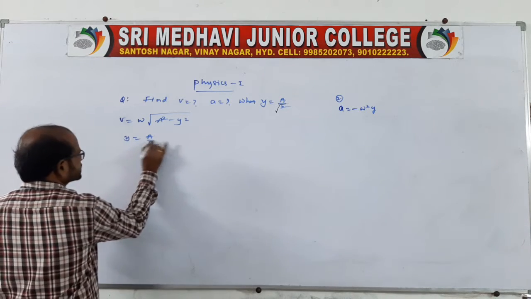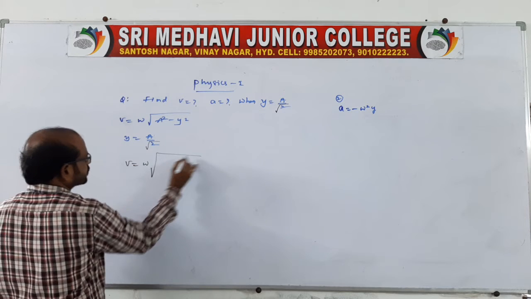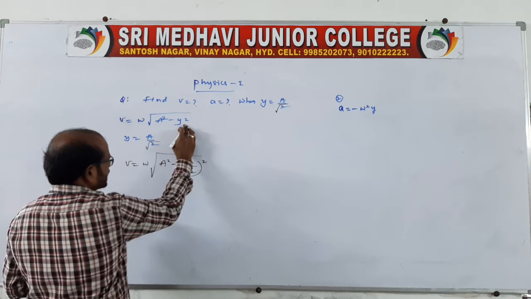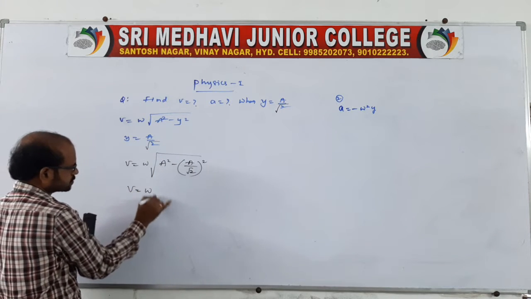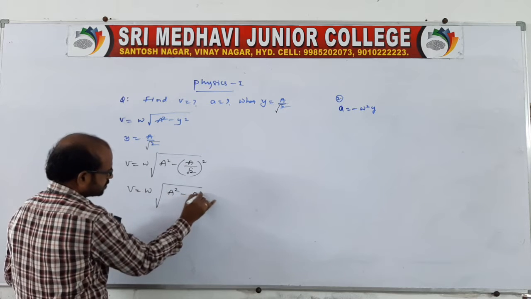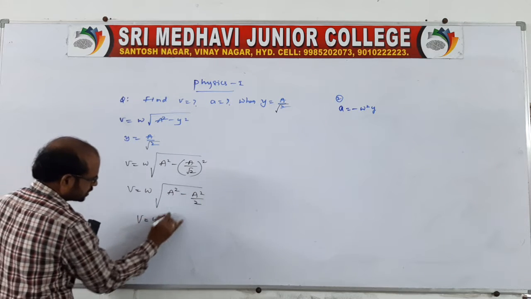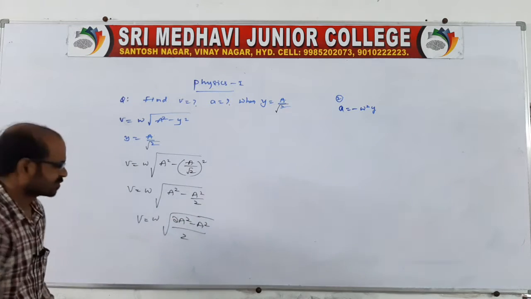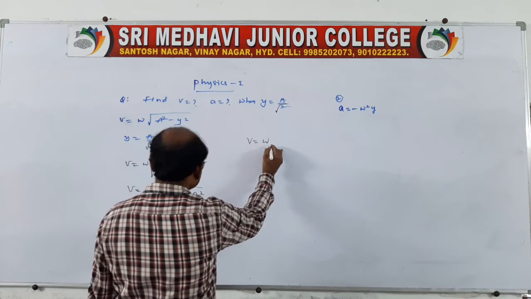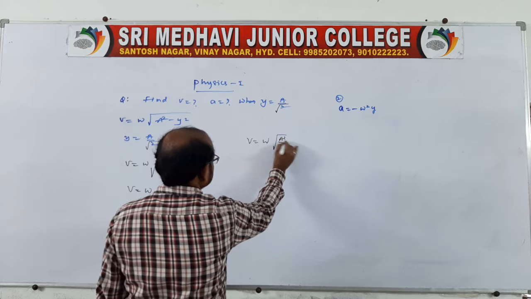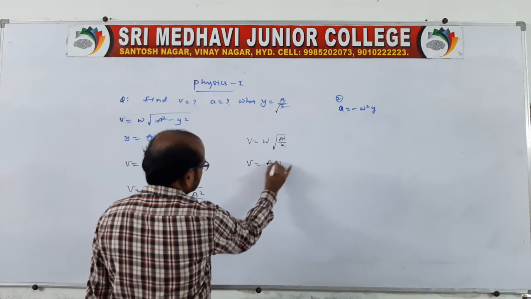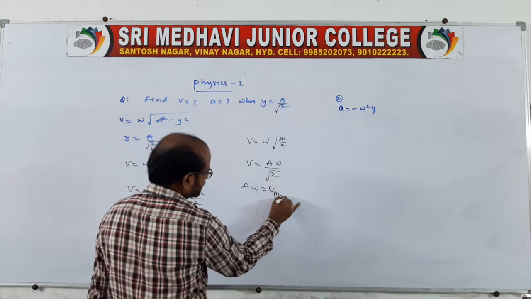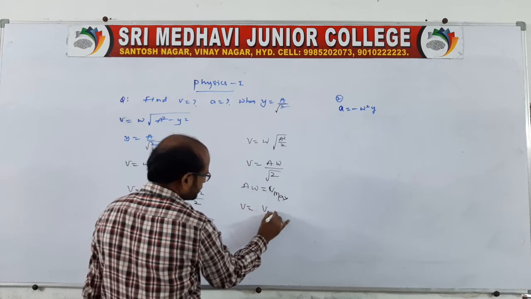So V is equal to omega into root over a square minus a by root 2 whole square. Simple. Y is replaced with a by root 2. A square minus a square by 2. So omega root of 2a square minus a square by 2. That's all. Here we will get V is equal to omega into root over a square by 2. Then V is equal to a omega by 2. But a omega is nothing but V maximum. Clear? So that V is equal to V maximum by root 2.